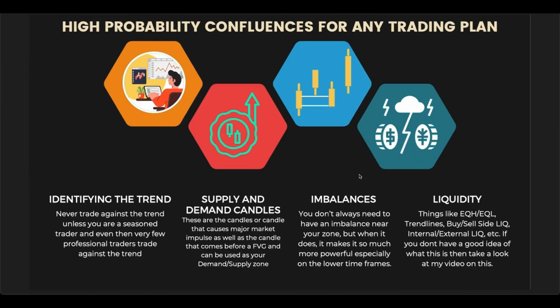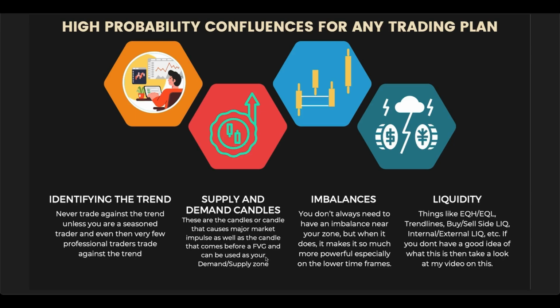All right, so high probability confluences for any trading plan. You can use these confluences when you're trying to build a trading plan or a supply and demand trading model. So, identifying the trend: never trade against the trend unless you are a seasoned trader, and even then, very few professional traders trade against the trend. Next, supply and demand candles. These are the candles or candle that causes major market impulse, as well as the candle that comes before a fair value gap, and can be used as your demand or supply zone.